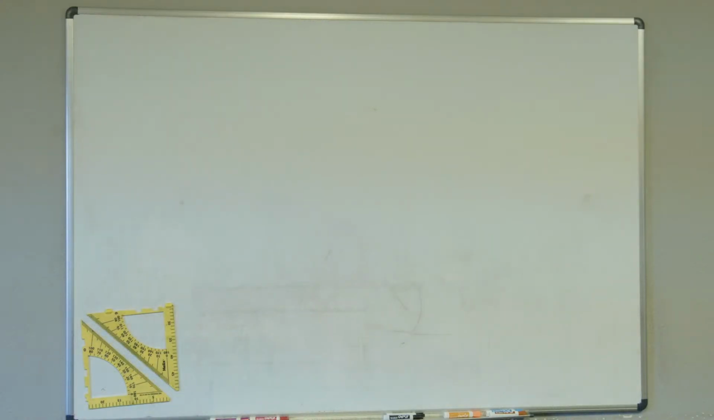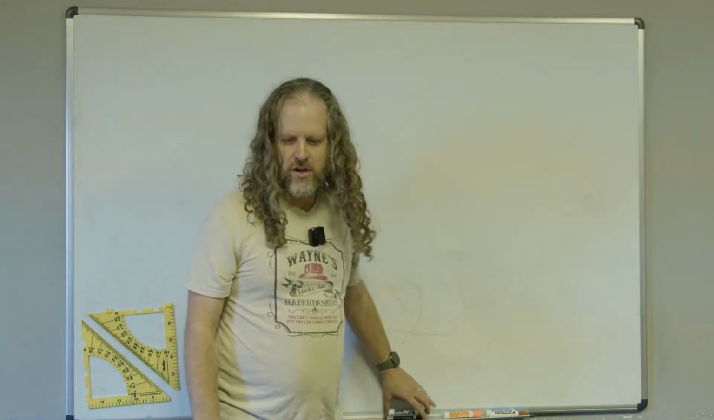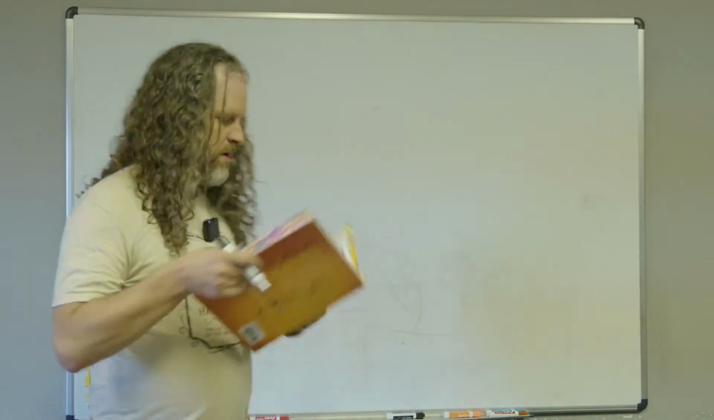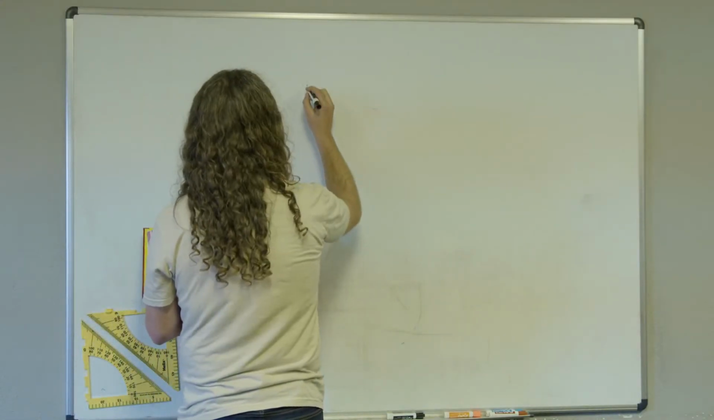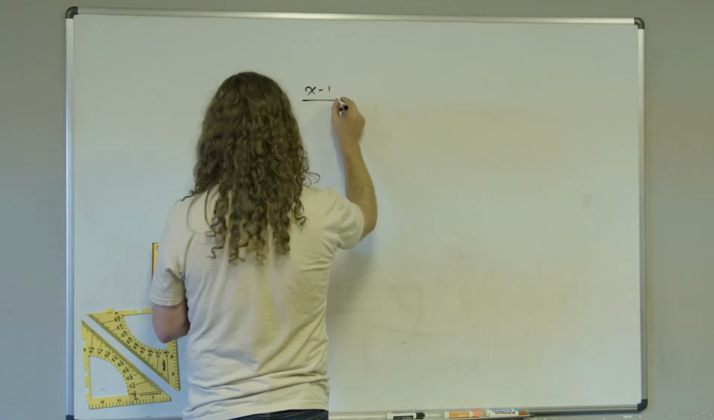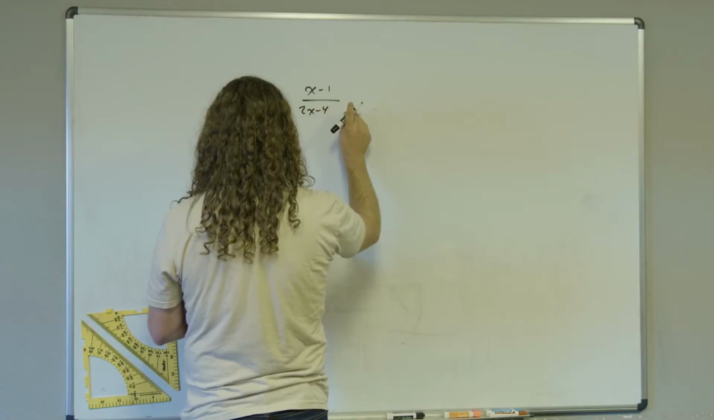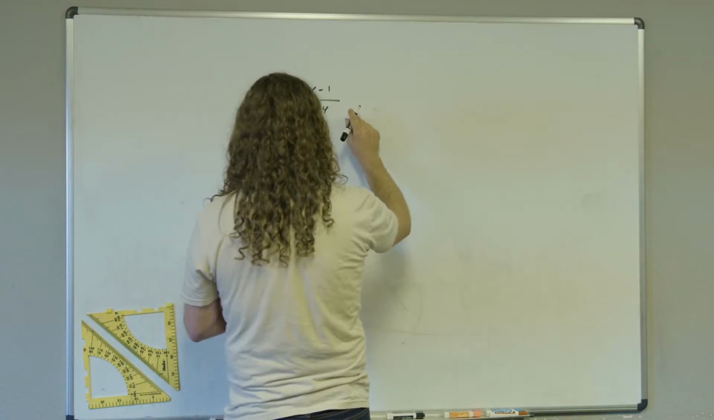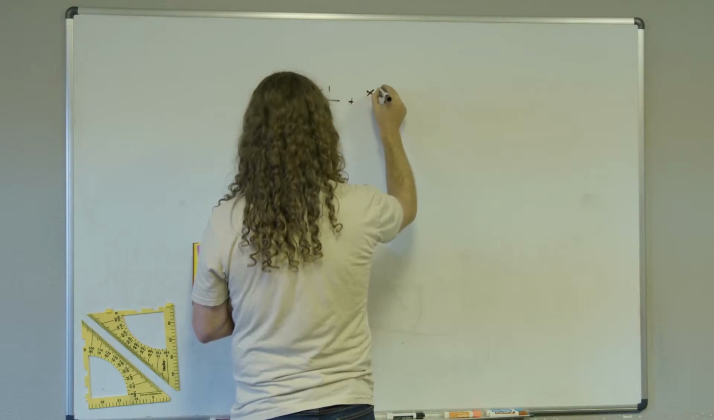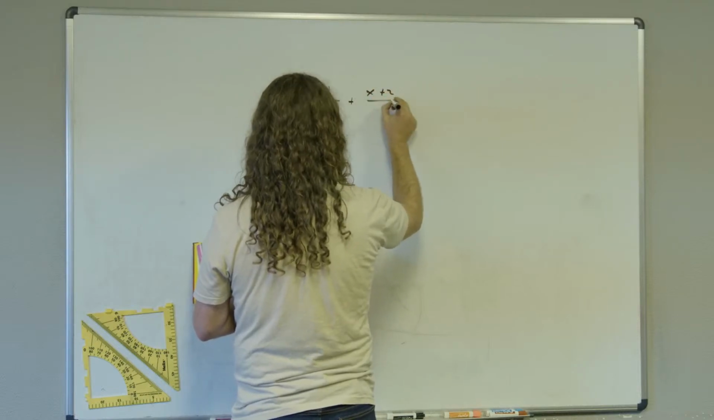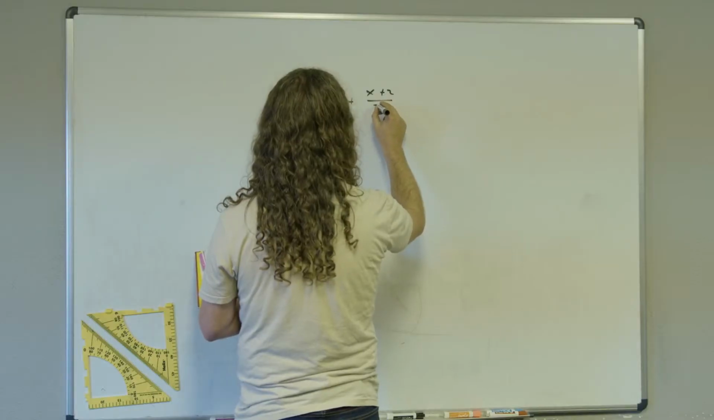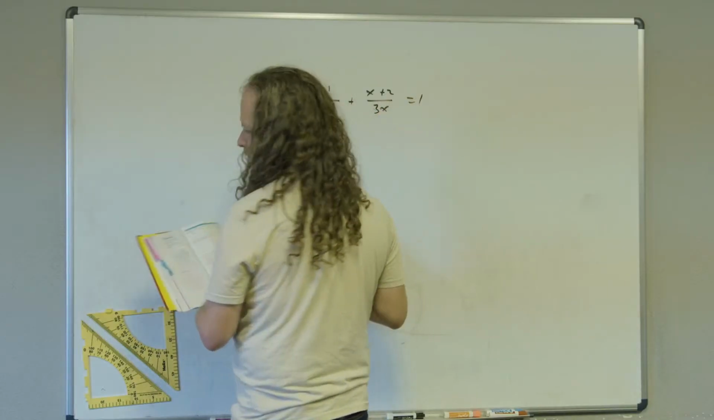34. You got that one right, though. 34. Please, sir, I want some more. 34 is x minus 1 over 2x minus 4 plus x plus 2 over 3x equals 1. Great.